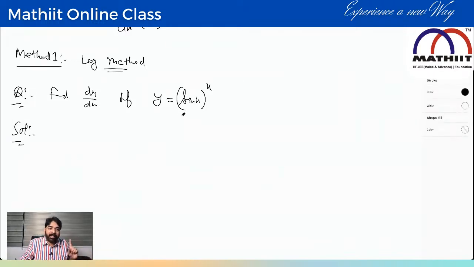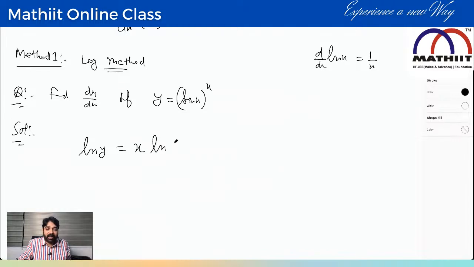So I have to find dy by dx. First, I will do a modification. I will take ln both sides. Why ln only? Because we have a direct formula for ln x. The differentiation of ln x is 1 by x; ln of something differentiation is 1 by something. That's always better. ln y is equal to ln of this, so it will become x ln sin x.